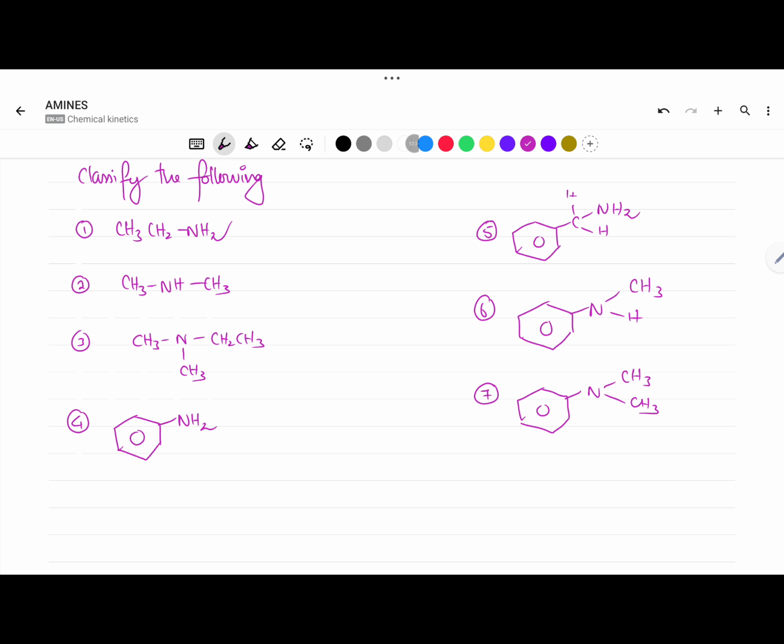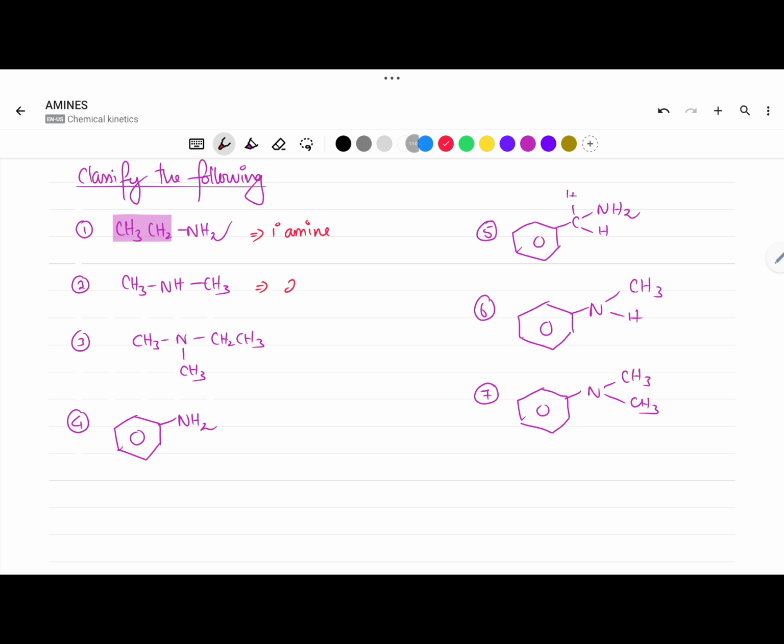So you can solve it. I'm giving you some time to solve. You can pause this video and try to solve it. Then finally I will give you the answers, and you can cross verify. Okay, so I'm starting with the answers. First one, this is your primary amine. Why? Because this entire part is an alkyl group, and on nitrogen we have two hydrogens, hence it is a primary amine.